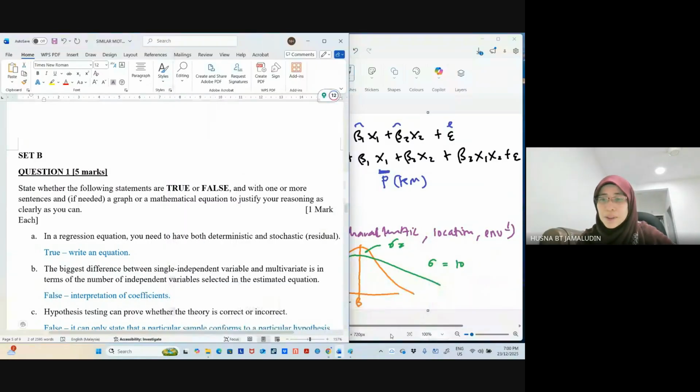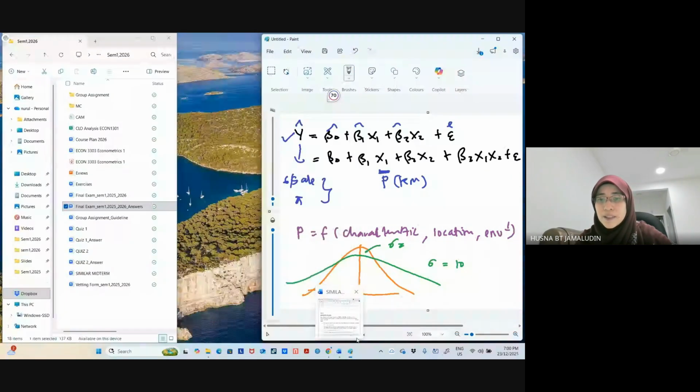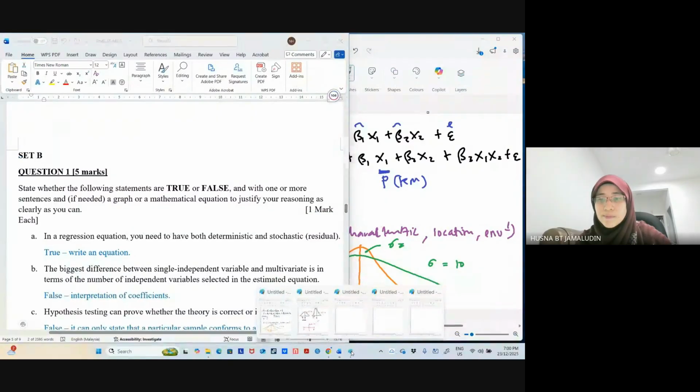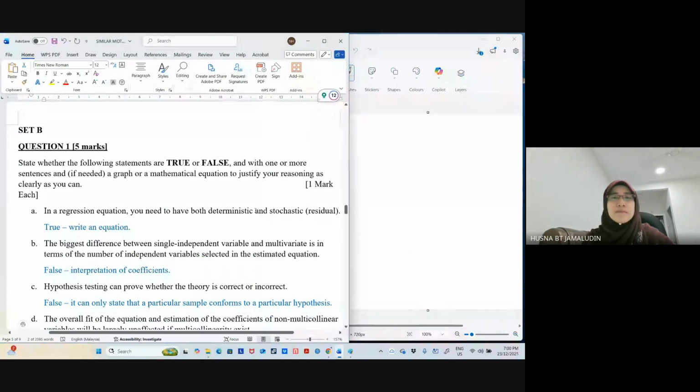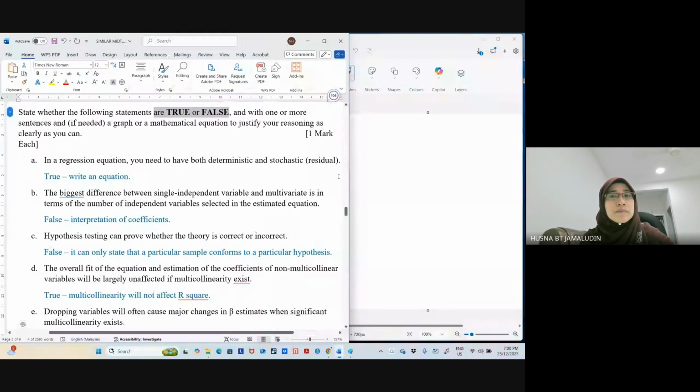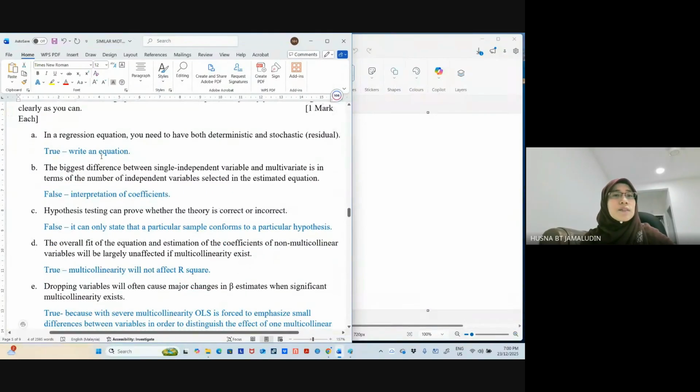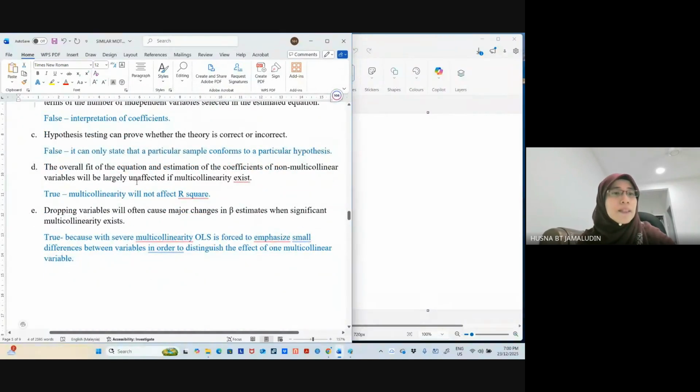Let me just scroll down a bit. Normally your questions are very generic, very similar. Question 1, something simple, whether it is definitions or true and false. Something like testing your knowledge. The simplest one. I don't know whether I have to read and explain one by one. I will just scroll down a bit.